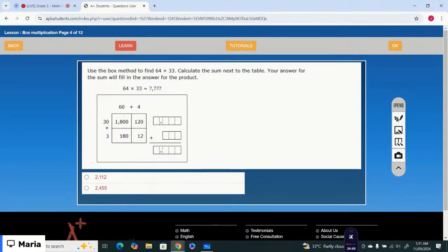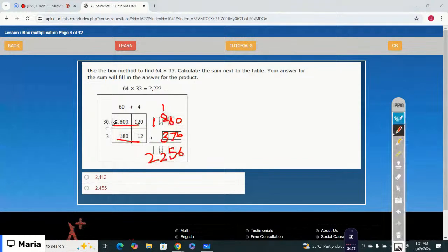Which option is the correct one? 64 times 33 equals. Okay, let's just add, right? You have to do 1800 plus 120, right? Go add this way. That is 0 plus 0 is 0, 0 plus 2 is 2, 8 plus 1 is 9, that is 1920, right? Then you need to add 180 plus 12. So 180 plus 12 makes 192.